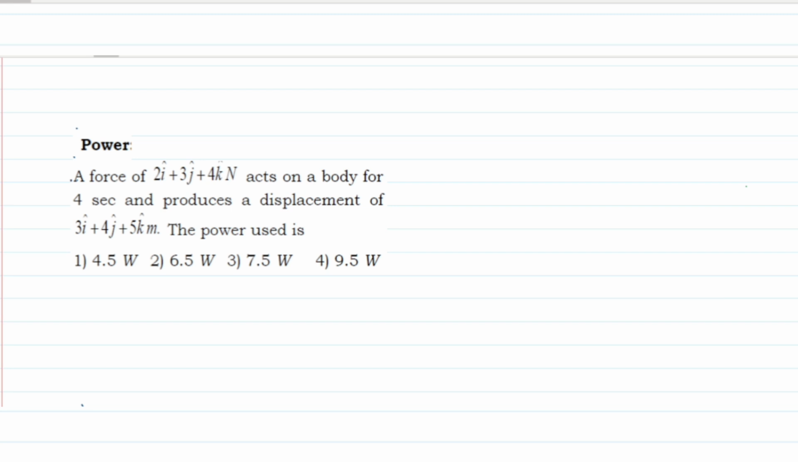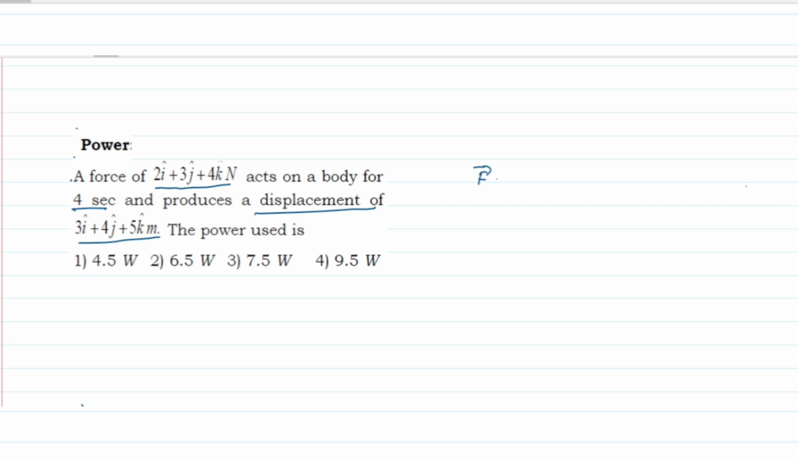In this video we are going to be discussing power related concept problems. So let us see the first question. A force of 2i cap plus 3j cap plus 4k cap Newton acts on a body for 4 seconds and produces a displacement of 3i cap plus 4j cap plus 5k cap meter. The power used, they are asking.